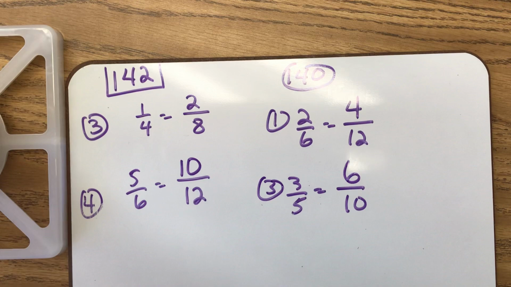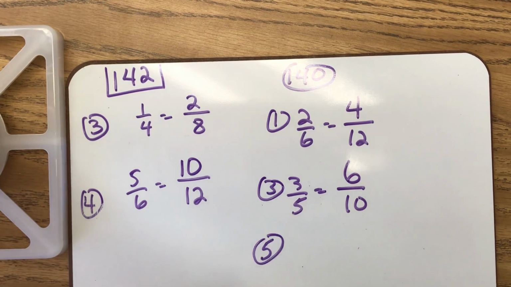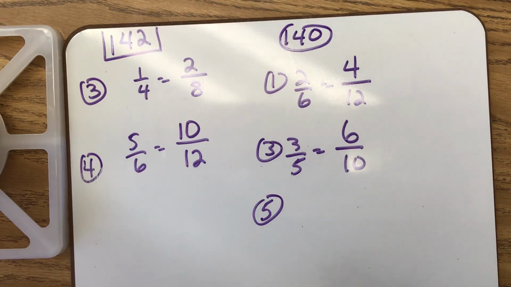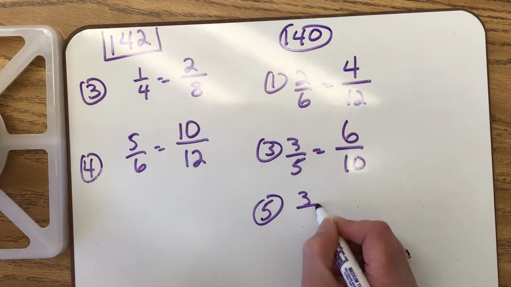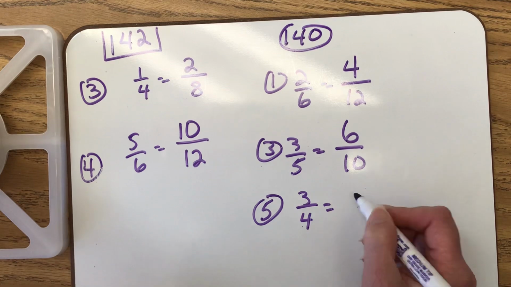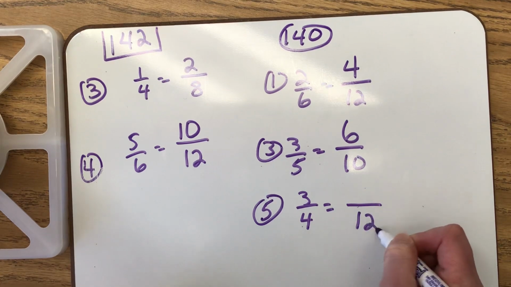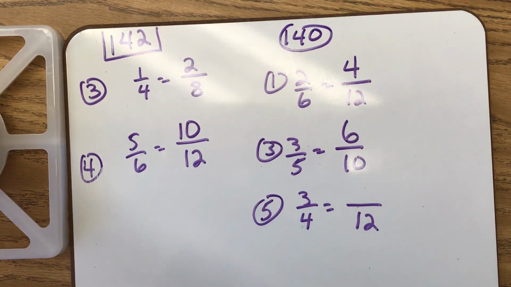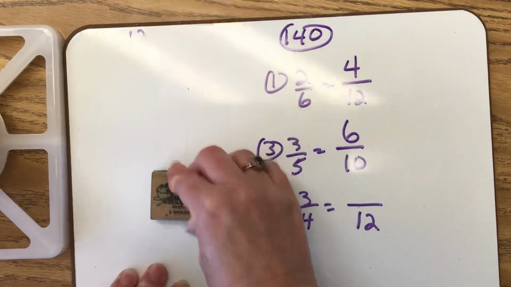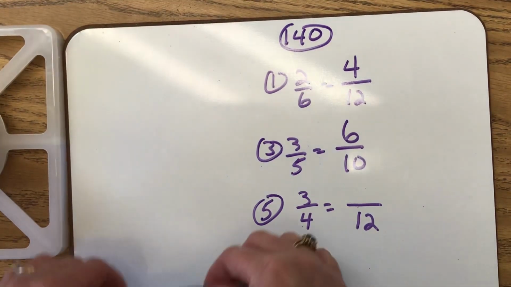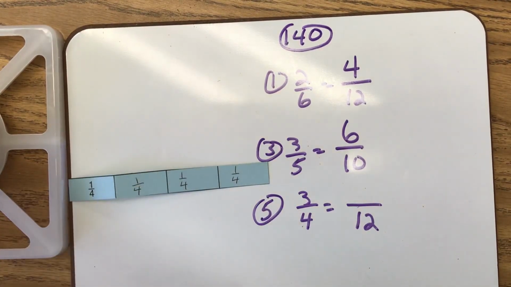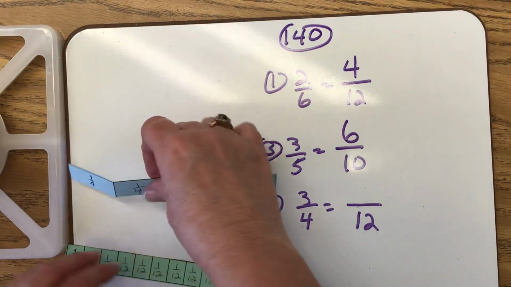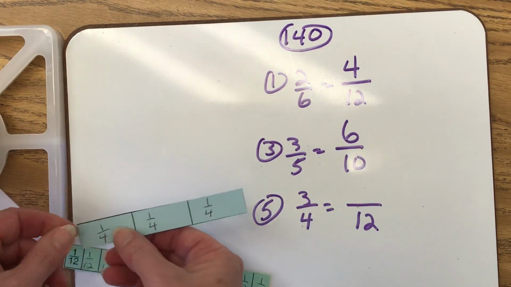All right, now I'm going to do number 5 on page 140. Number 5 asks me to find what fraction is equivalent to 3/4. And I want my denominator to be 12. Okay, so I need my fourths and my twelfths. So here are my fourths. Let me clear a little space over here for showing this. So here are my fourths, and then I get out my twelfths. So I need 3/4. So there I have 3/4 right there.